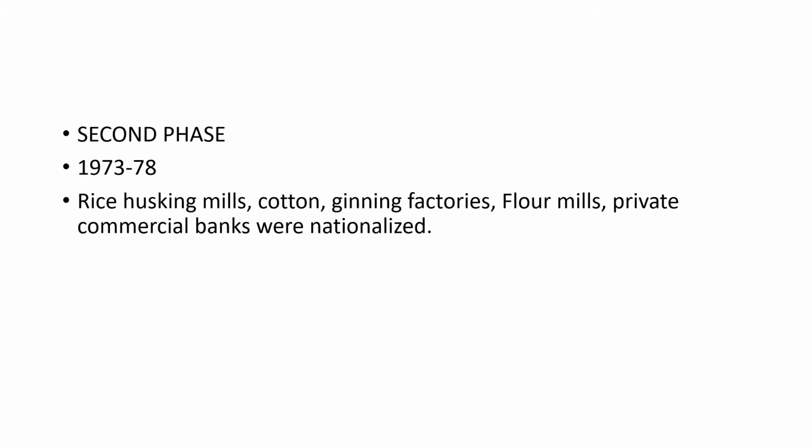And now let's see the second phase. The second phase was launched in 1973 and it was completed in 1978. In the second phase, basically rice husking mills were nationalized, and remaining other industries as well. For example, cotton industries, ginning factories, flour mills, and private commercial banks were also nationalized.